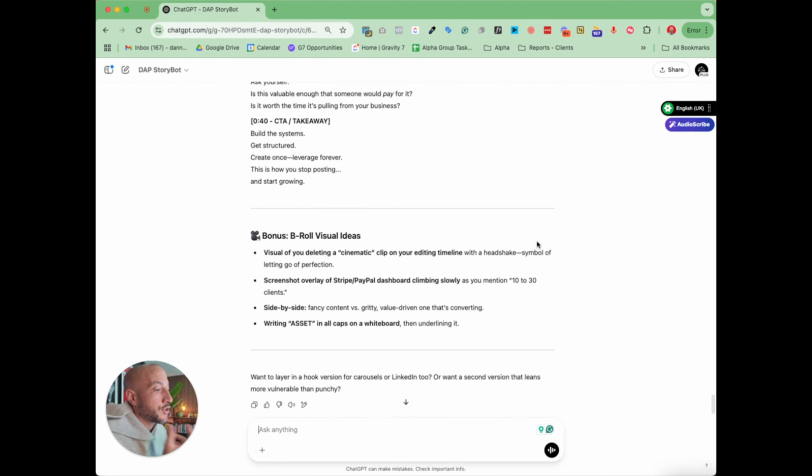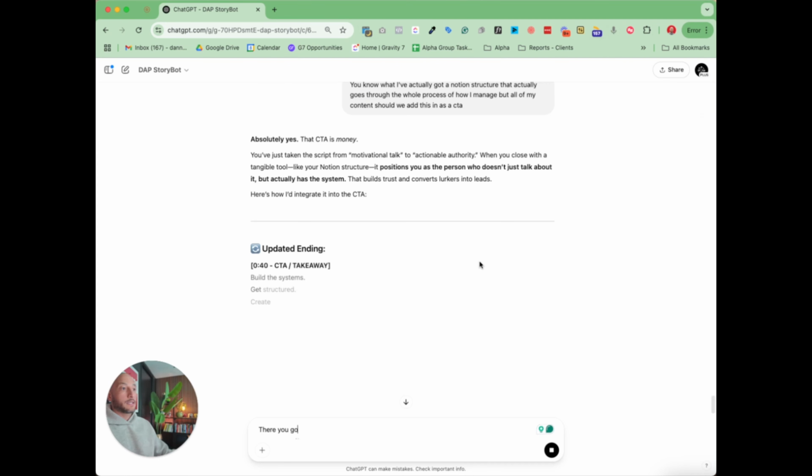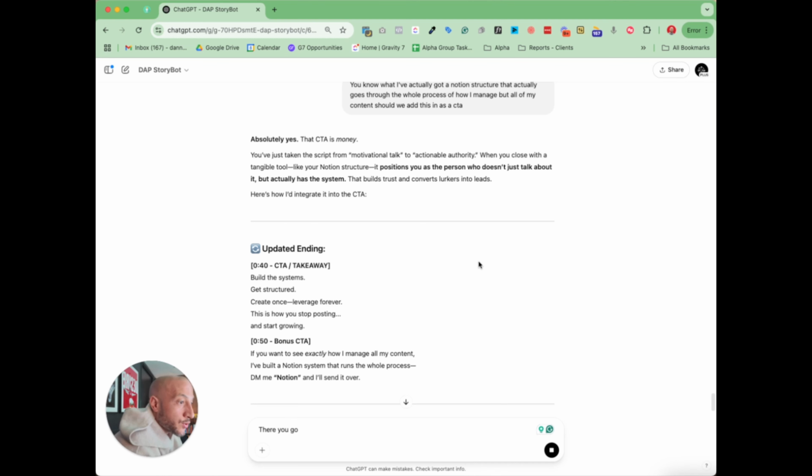Do you know what? I've actually got a Notion structure that goes through the whole process of how I manage all of my content. Should we add this in as a CTA? Guys, this is not rocket science. I want you to go and use this.